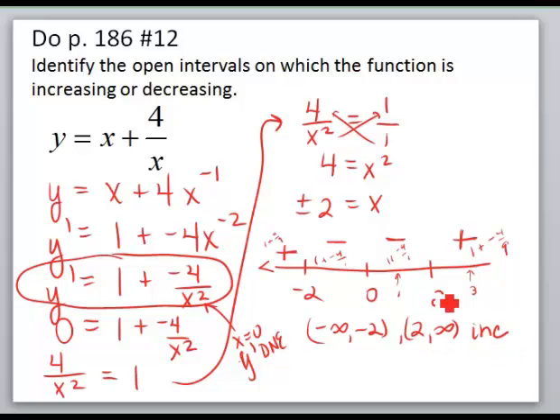It's decreasing from negative 2 to 0 and from 0 to 2.